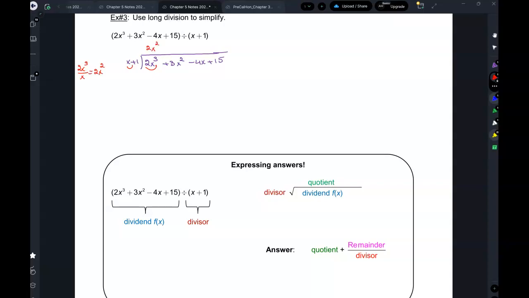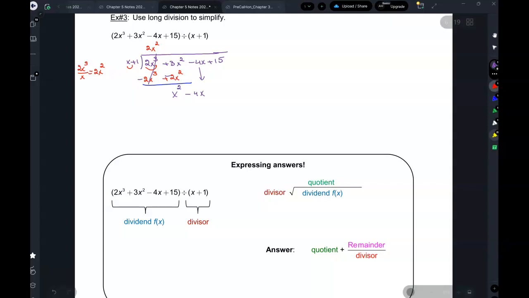And you have to multiply everything to the left by that. So 2x squared times x plus 1 is 2x cubed plus 2x squared. Draw the line, change the signs, and combine. This goes away. And what do I have left? How much is that? 1x squared. And then the negative 4x comes down.